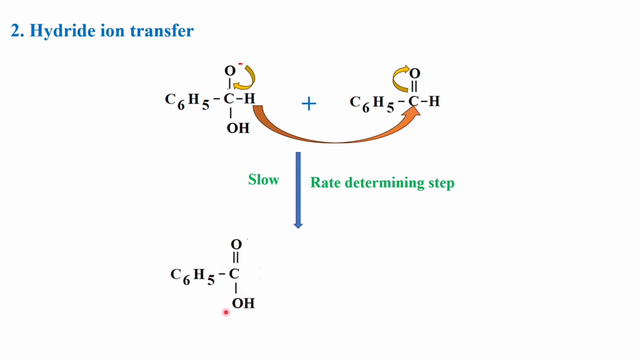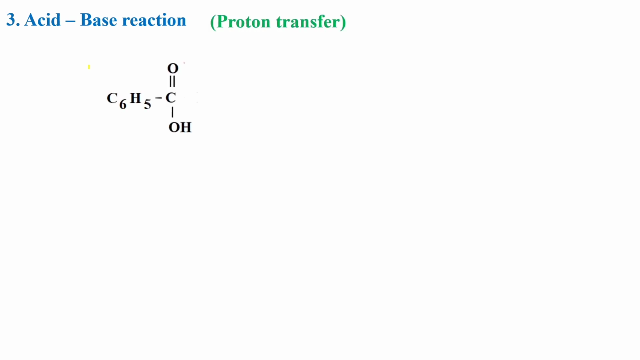One is benzoic acid, another one is benzoate ion. Now we'll see the third step, that is the acid base reaction, otherwise called proton transfer. Now we have taken the two products obtained in step 2, that is benzoic acid plus benzoate ion. With this we have added one molecule of sodium ion.